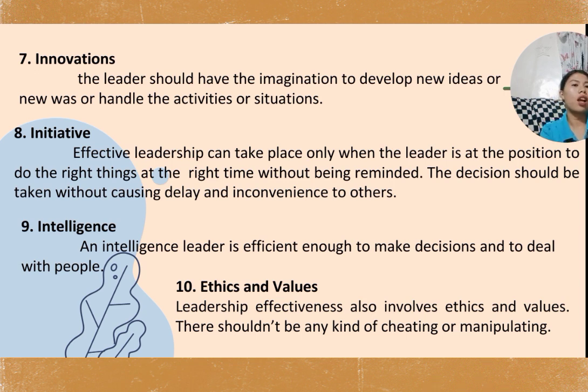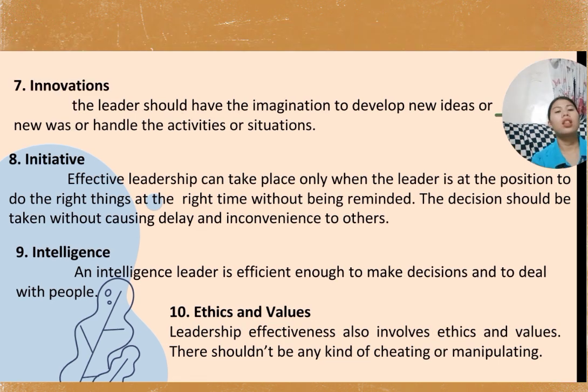So the next one is ethics and values. Leadership effectiveness also involves ethics and values. There should not be any kind of cheating or manipulating. So in a team, there must be ethics and values. It is important to have honesty, integrity, compassion, and courage among the leaders. Between your team members and your leaders, you must be honest with each other. If you have integrity, compassion, and courage, your leadership will be effective.